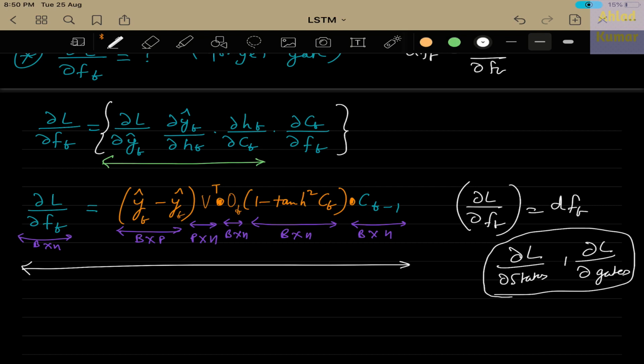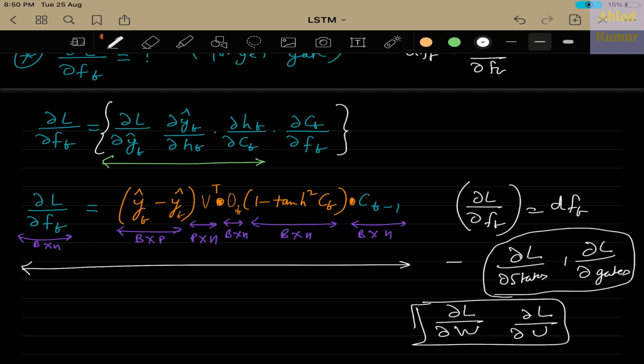So let's move to the actual derivatives that we are interested in, that is the derivative of the loss with respect to the W's and the derivative of the loss with respect to the U's. Wherever we have derivatives coming from these parts, we will make use of them directly over here. So let's move to the actual derivatives that we will be using in updating our parameters.